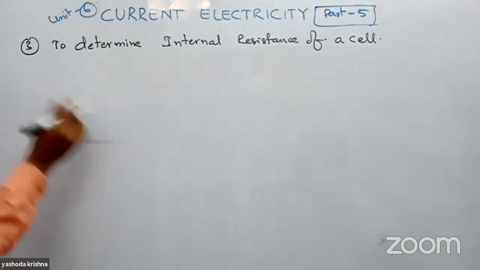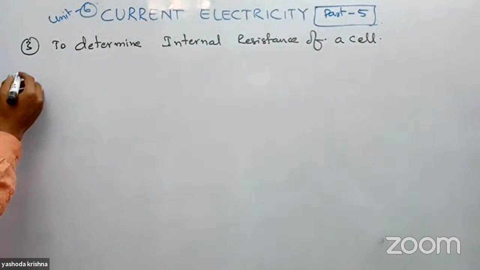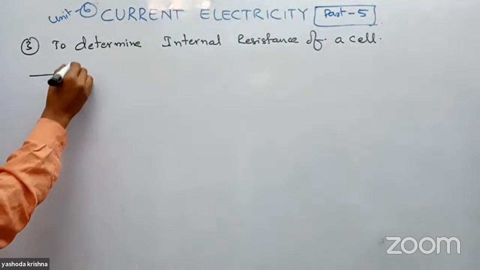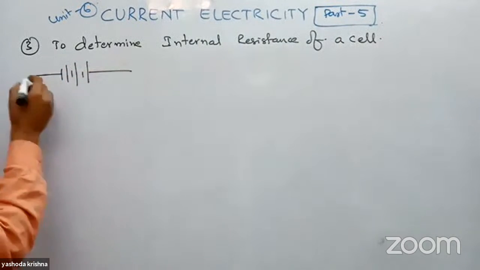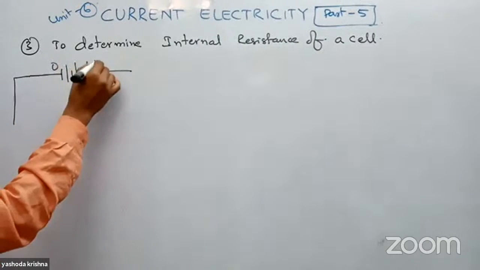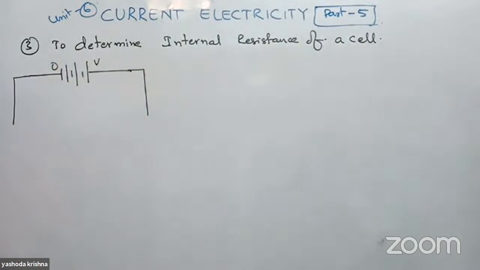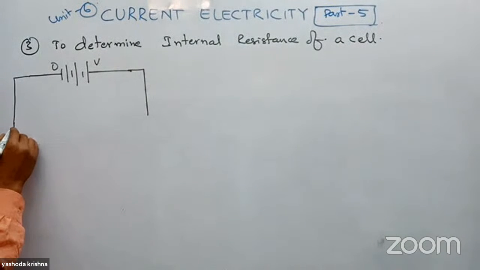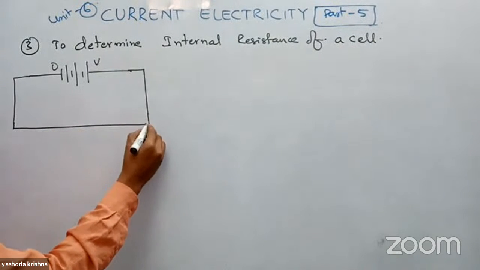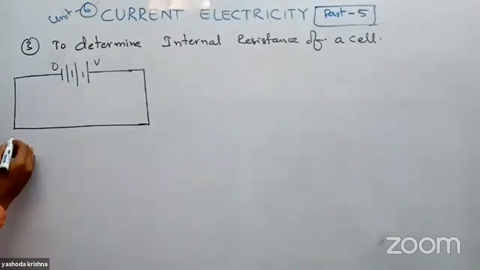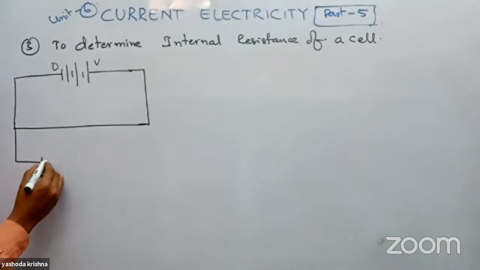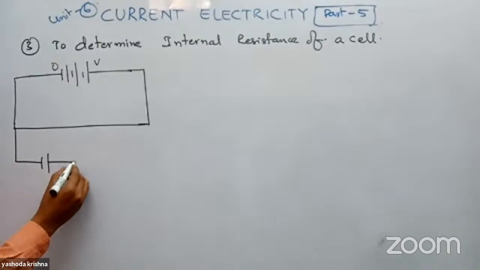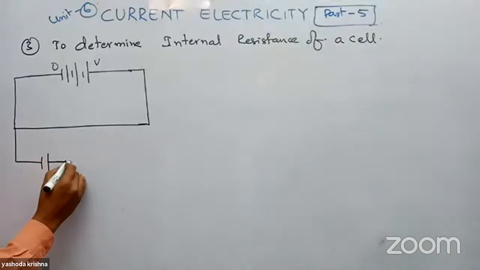Let us see what that potentiometer is. This is the potentiometer, this is 0, this is V. This is the potentiometer wire. This potentiometer wire is connected to one battery, whose internal resistance we want to find.